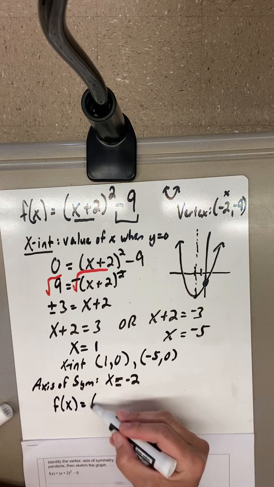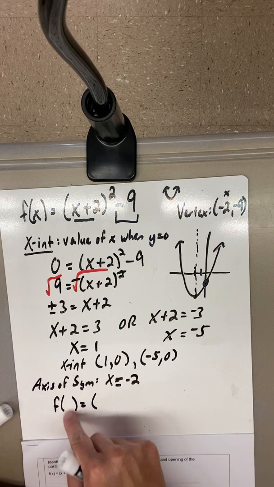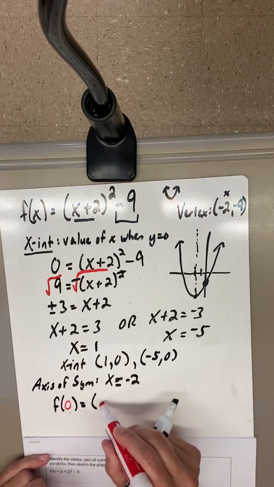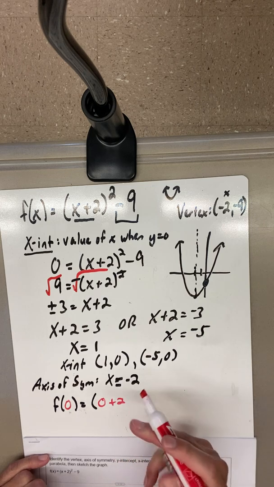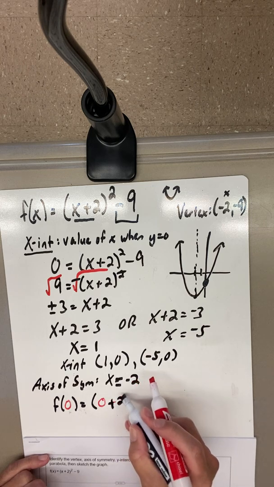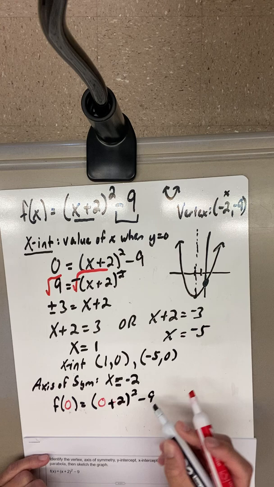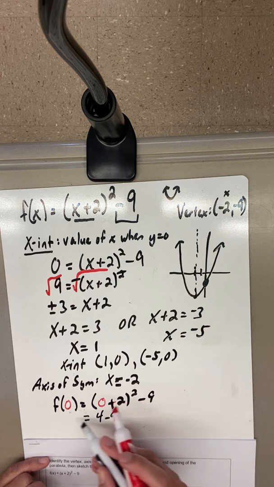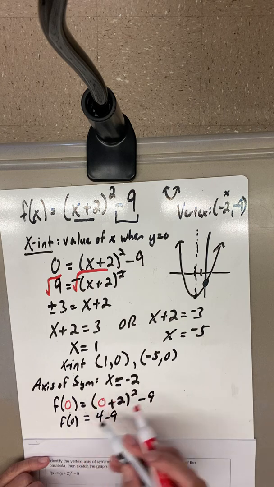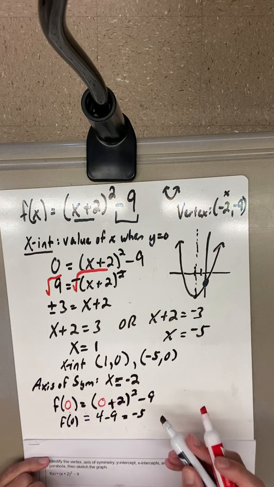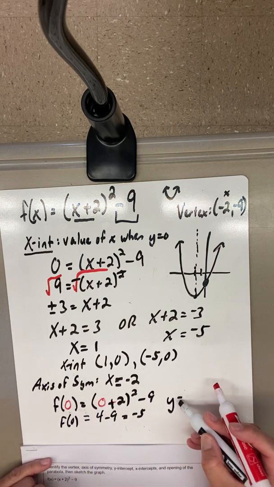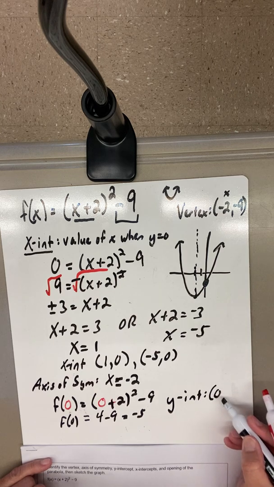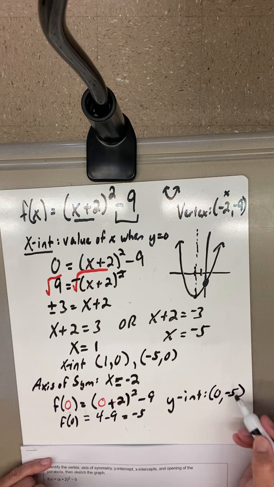when x is 0. So really we want to plug a 0 in here, because when x is 0, what is y? So we have 0 plus 2, quantity squared minus 9. In here we're going to have 2 squared. 2 squared is 4, and 4 minus 9 is -5. So the y-intercept is the value of y when x is 0, and it's 0, -5.